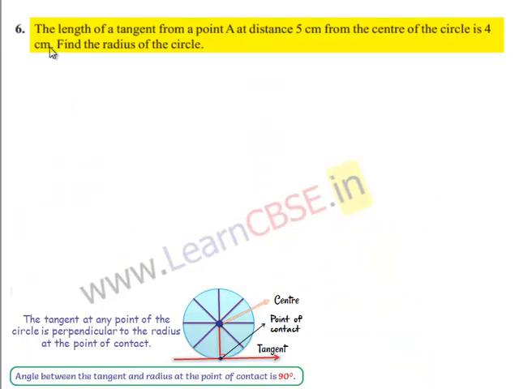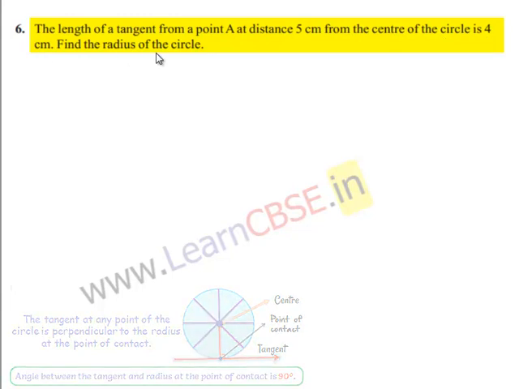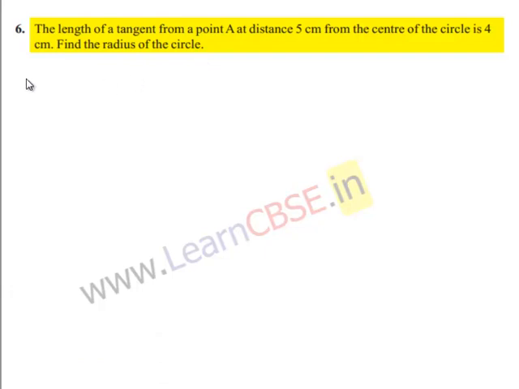Moving on to the sixth question. The length of the tangent from a point A at a distance of 5 centimeters from the center of the circle is 4 centimeters. Find the radius of the circle. Now moving on to solution. Let us consider a circle with center O, and from A a tangent is drawn, that is AB.